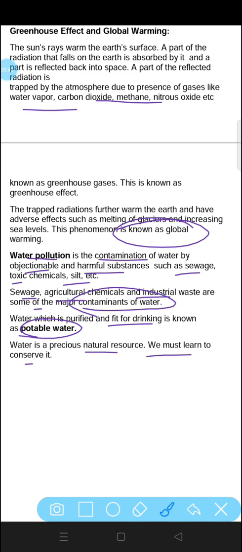So we should avoid pollution as much as we can. We should get rid of it so that it could not harm us. That's all about this chapter.